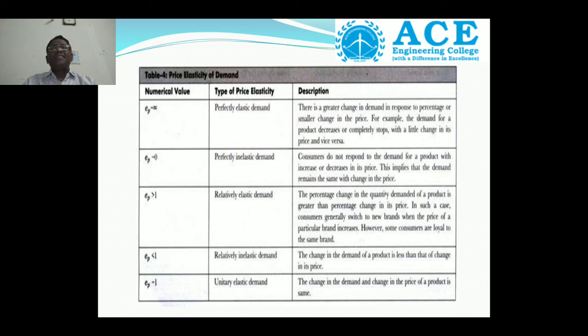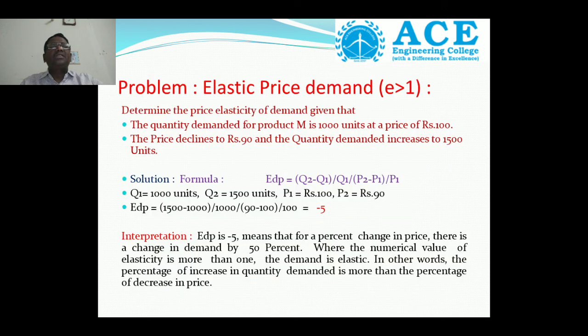Then from the examination point of view, sometimes instead of asking the theory, they are asking the problem. What is that problem? So kindly go through this particular model problem. Elastic price demand is greater than 1. So that means relatively elastic demand. This problem is related to relatively elastic demand.